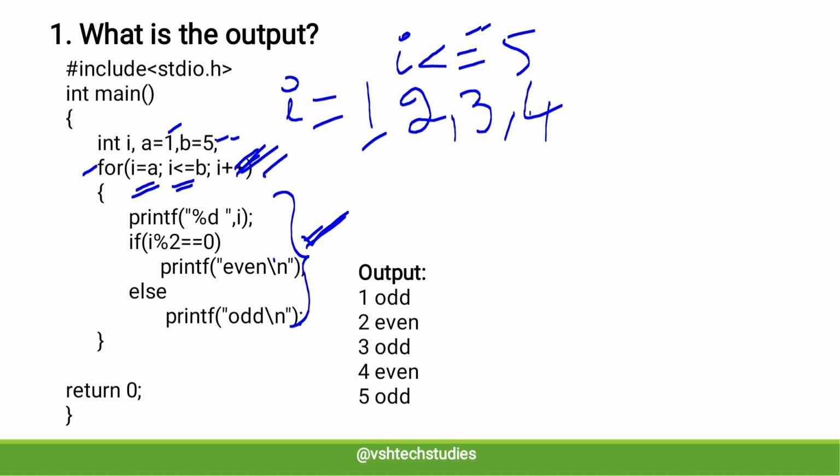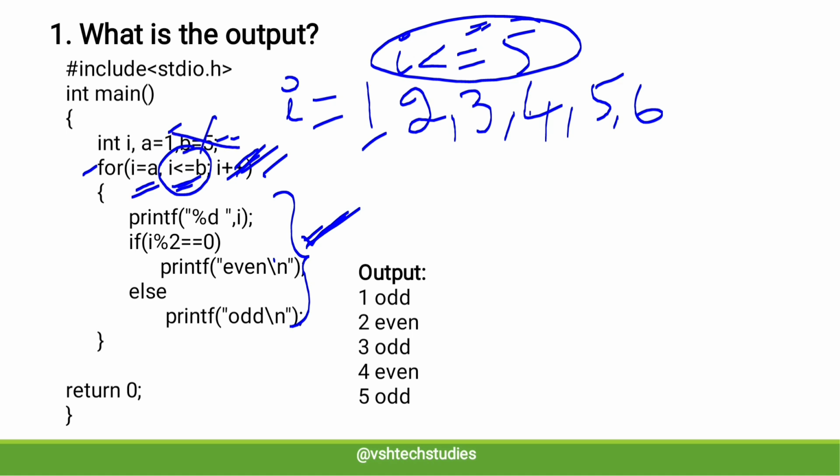Next, I is incremented, meaning this I is made 5. So is 5 less than or equal to 5? That condition is checked. So true. So again the loop body gets executed. Next, I is incremented. So I is made, this time, 6. Okay. Is 6 less than or equal to 5? So this condition fails.